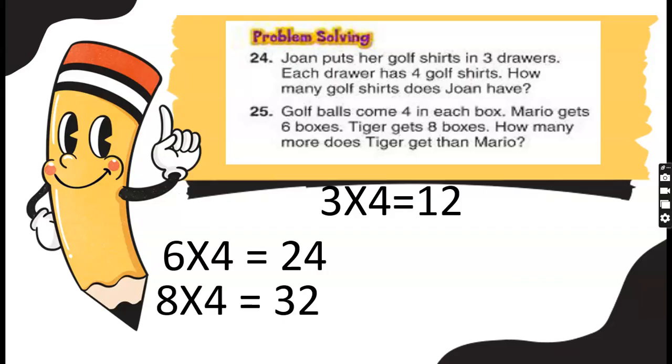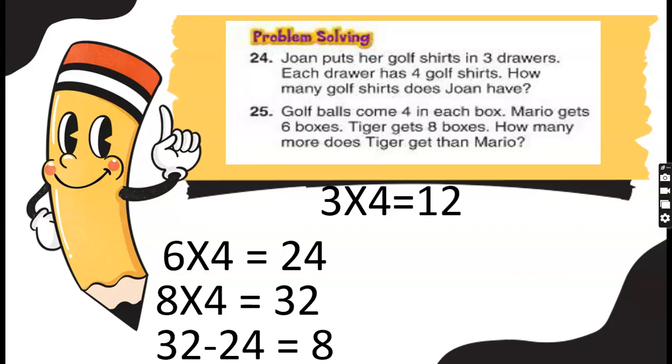Great. Now, how many more does Tiger get than Mario? Look, there is a comparison. I want to see who has more than the other one. Who has the larger quantity of balls? Of course, you're going to tell me the second person, Tiger. Good job. Now, how do we see the difference between these two people? How many more balls does Tiger have than Mario? We're going to make a subtraction calculation. Why? Because we want to see the difference between the number of balls that both have. So we have to say 32 minus 24 equals 8.